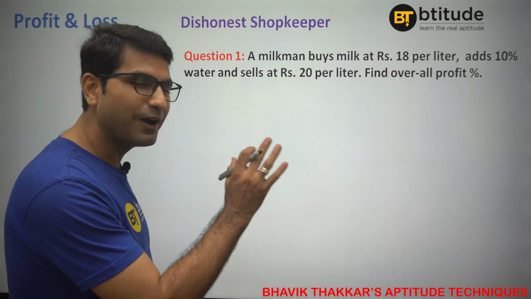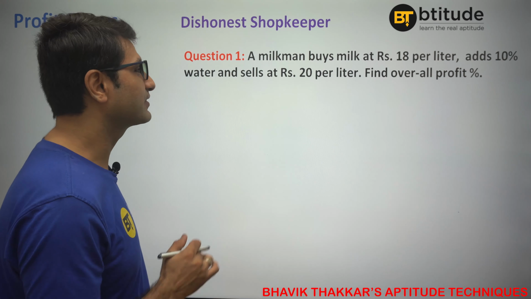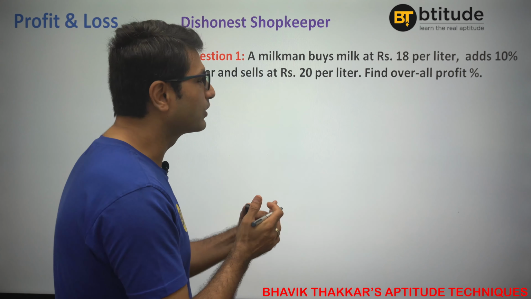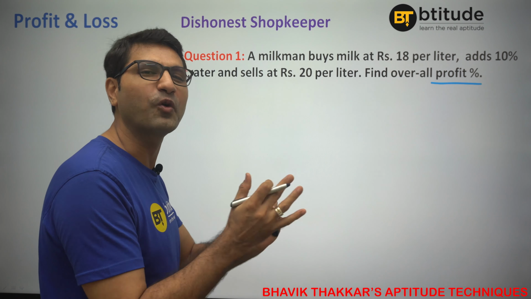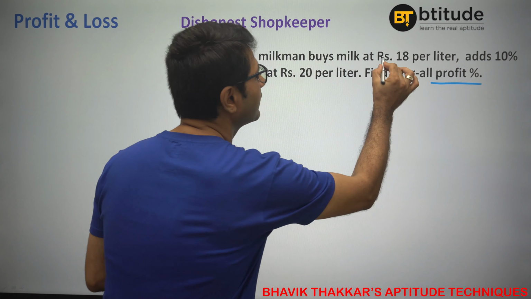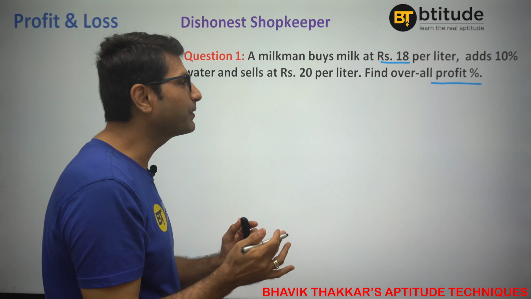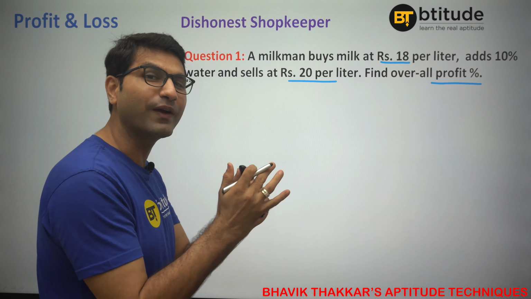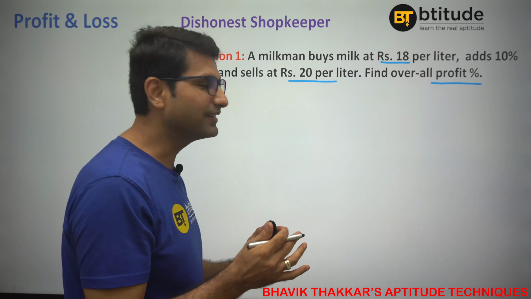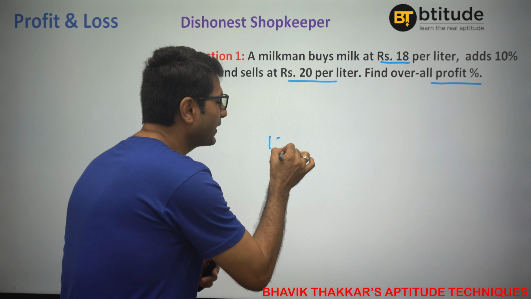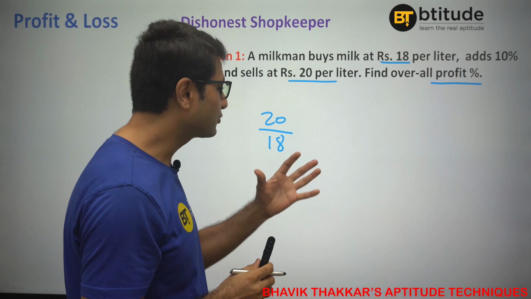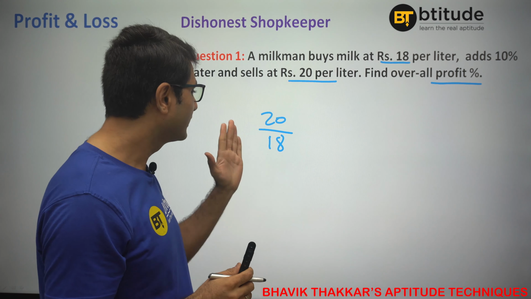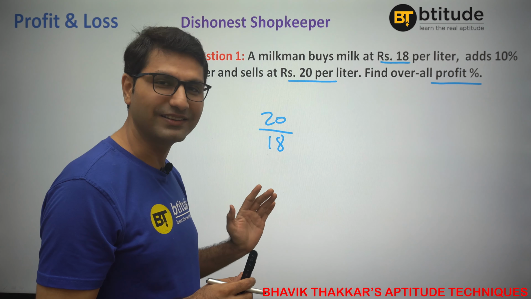Alright then, how exactly can you solve this particular question? Well, first of all, let us try to understand. We are supposed to find out the overall profit percentage. So which kind of profits we are making? The first profit is, you are buying it at 18 rupees per liter and you are selling it at 20 rupees per liter. Getting this? So you are making from 18, you are getting 20. This is one thing you are getting, right? So your value is increasing by into 20/18, right?